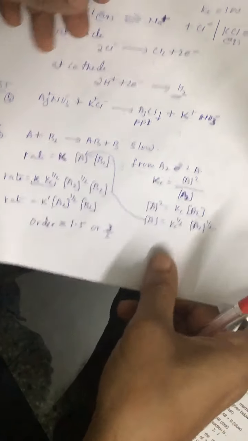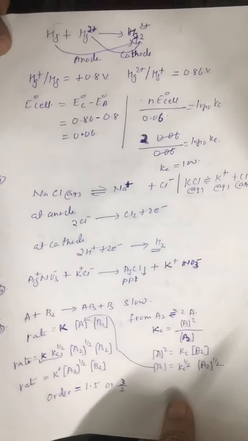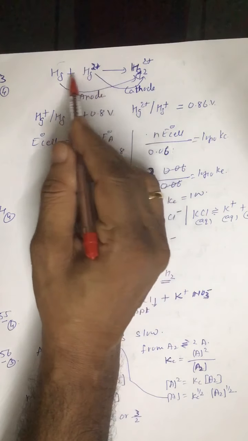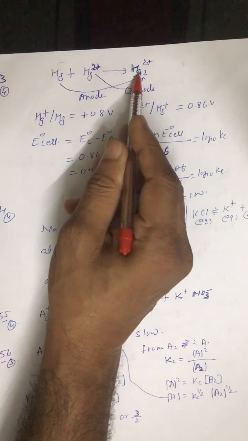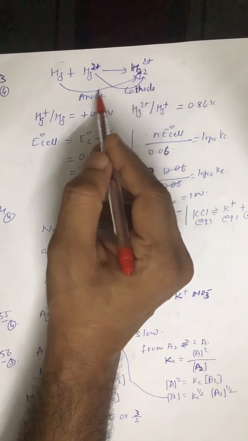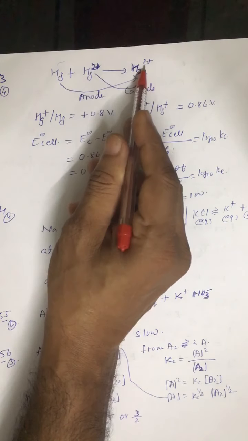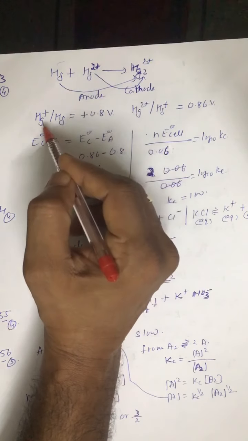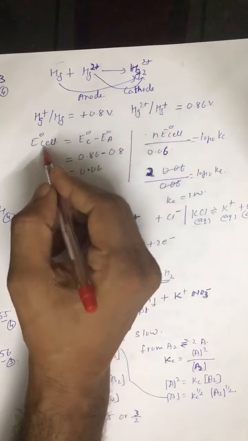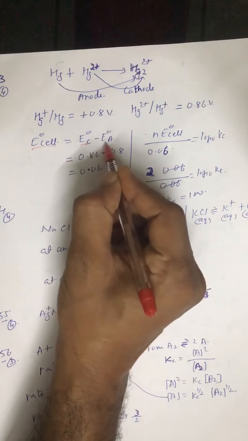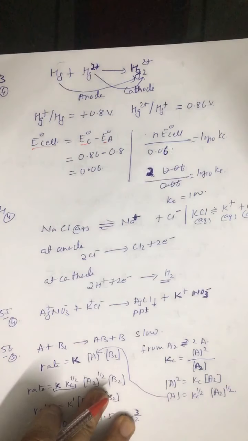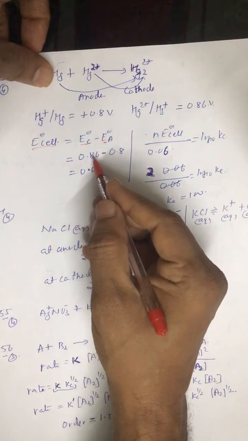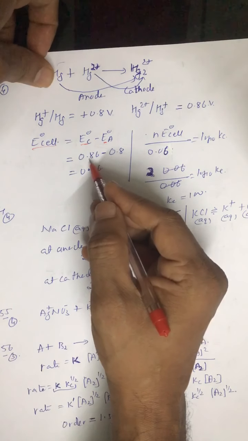Okay, so now let us see question number 53. Look at question number 5.3. Here this reaction is given, okay, and this Hg is getting converted to Hg positive, so this is anode, oxidation, and Hg2 positive is getting converted to Hg positive, that is reduction, cathode. So E0 cell is given by E0 of cathode minus E0 of anode. Whenever we use this relation, we have to put reduction potential values only.